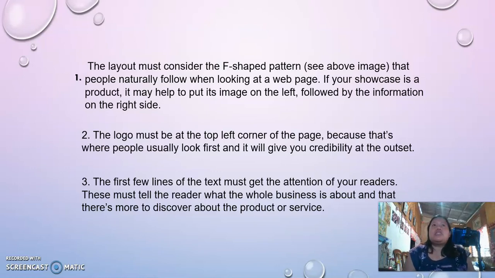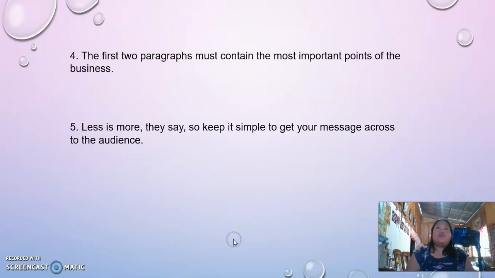Okay, so third, the first few lines of the text must get the attention of your readers. These must tell the reader what the whole business is about and that there's more to discover about the product or service. As I have mentioned earlier, the very important or essential content must be placed in the first two paragraphs. Next, fourth, the first two paragraphs must contain the most important points of the business.